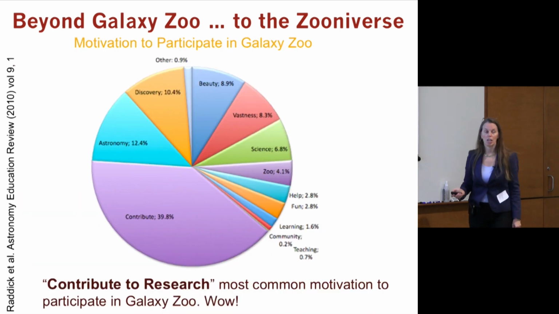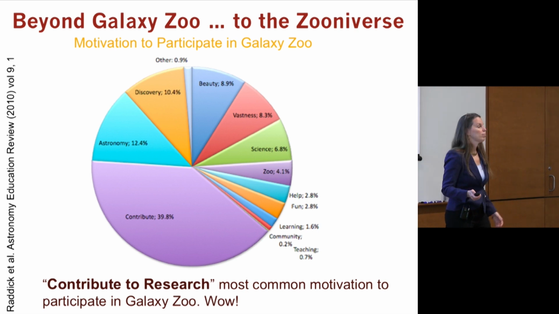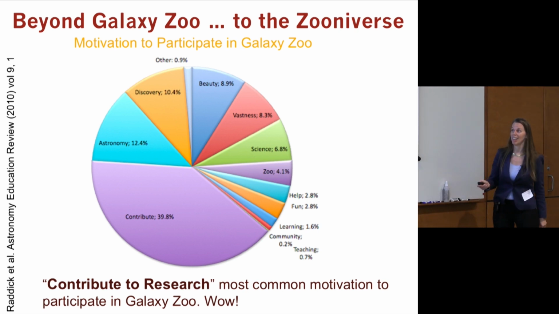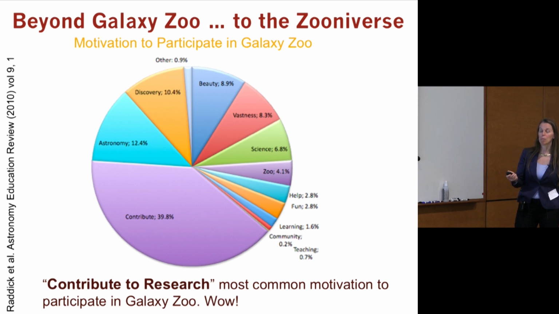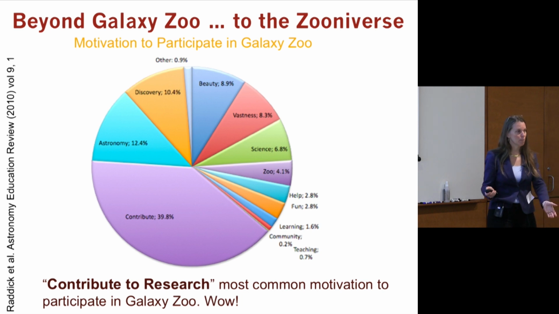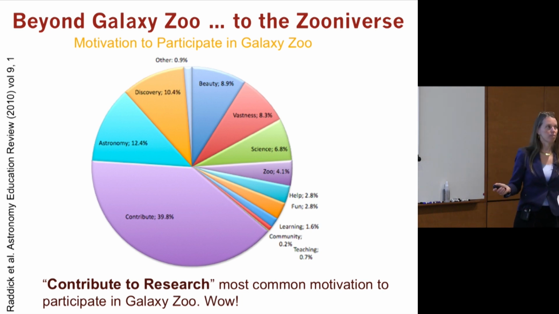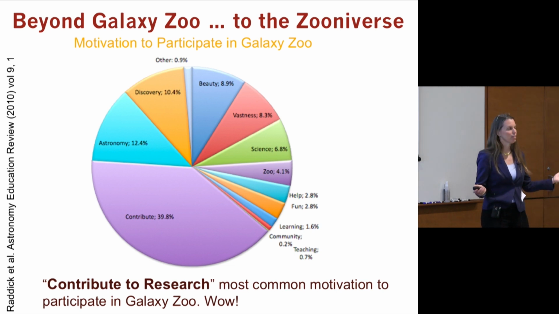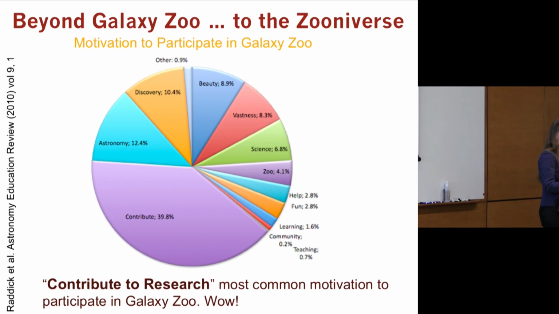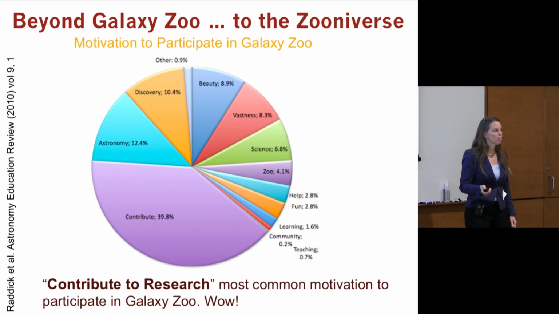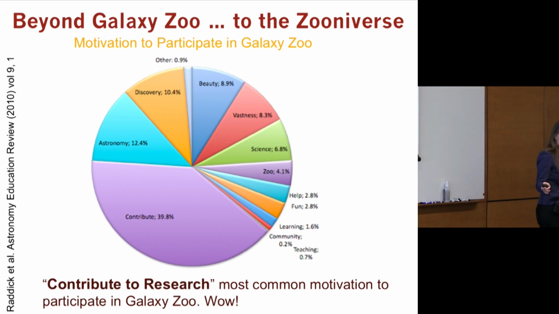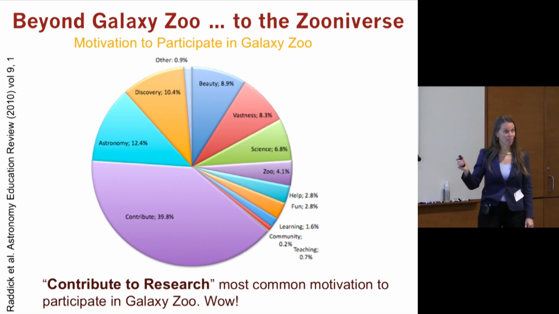So we did a motivation survey, and we found amazingly that 40% of the people said they wanted to contribute to research. It wasn't the fact that their teachers made them do it. It wasn't the fact that they thought galaxies were beautiful or they had a prior interest in astronomy. Those were all contributing factors. But the largest factor by far was they wanted to contribute to real research. That floored us. These are just members of the public participating on Galaxy Zoo. So check. That's good.